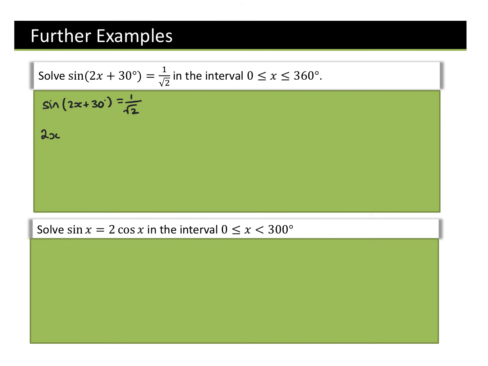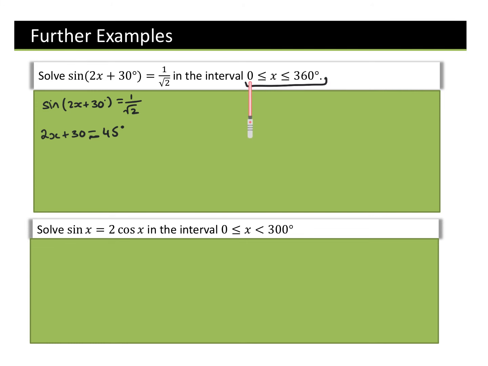So I'm going to have 2x plus 30 equals the inverse sine of 1/2, which is 30 degrees. Okay, stop. Once we've inversed sine, we stop. Why? Because now we need to change our interval. What have I done to x here? I've multiplied it by 2 and then I've added 30. So if I do that here, I need to do that to every single side.